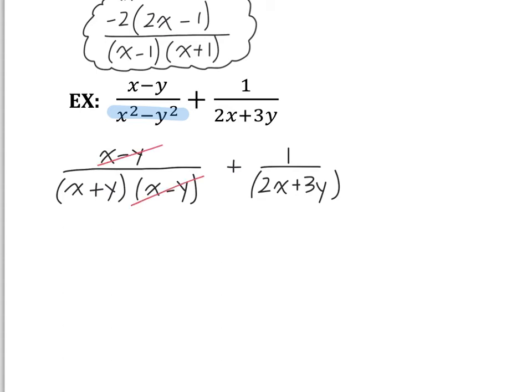So the x minus y's cancel, and we're really left with 1 over x plus y plus 1 over 2x plus 3y. All right, I want you to figure out your common denominator, what you have to multiply each fraction, each part by to get those common denominators. Go ahead and finish this problem, completely simplify, and check back when you are done.